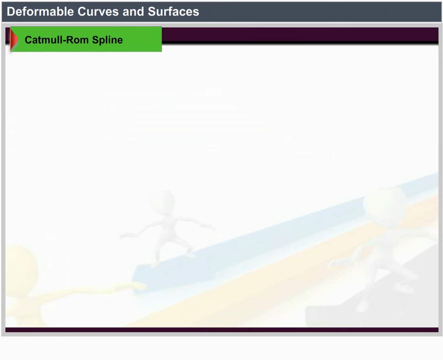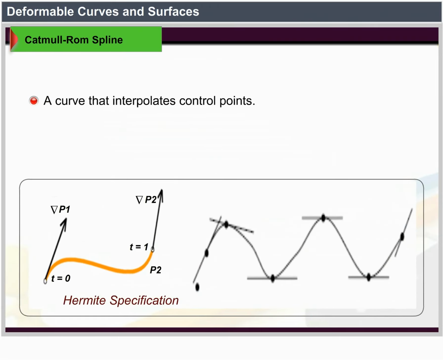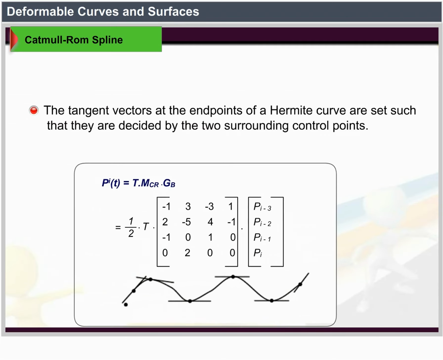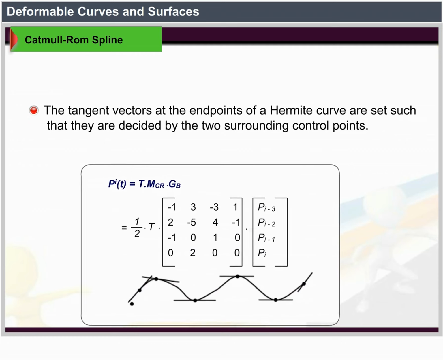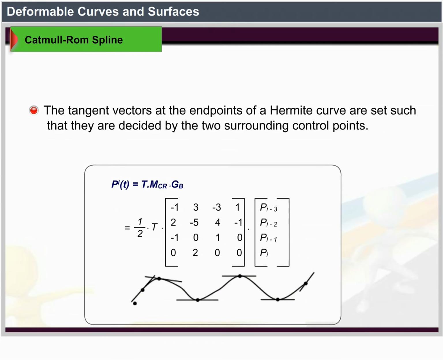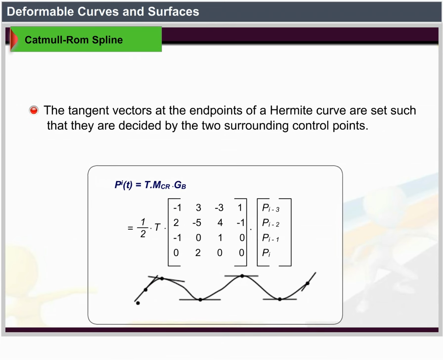Catmull-Rom spline. A curve that interpolates control points, C1 continuous. The tangent vectors at the endpoints of a Hermite curve are set such that they are decided by the two surrounding control points. The Hermite specification matrix and the related graph can now be seen on the screen.